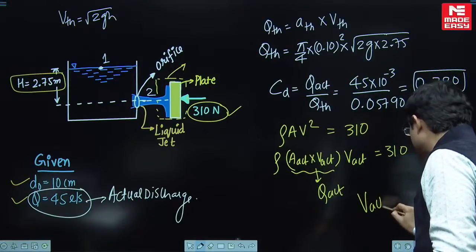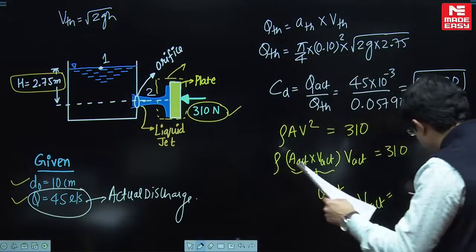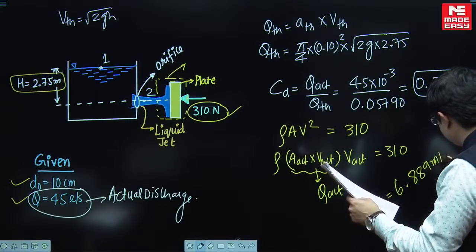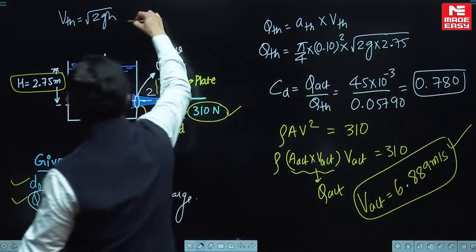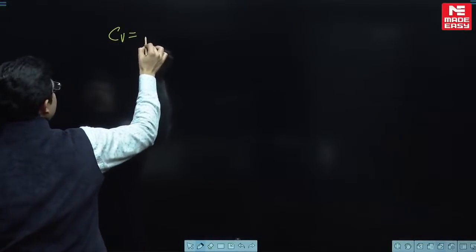Can you find the actual velocity from here? Yes. So when you calculate the actual velocity from here, this will come out to be 6.889 meter per second. Now actual velocity is known, theoretical velocity is known. Can you find the value of CV?